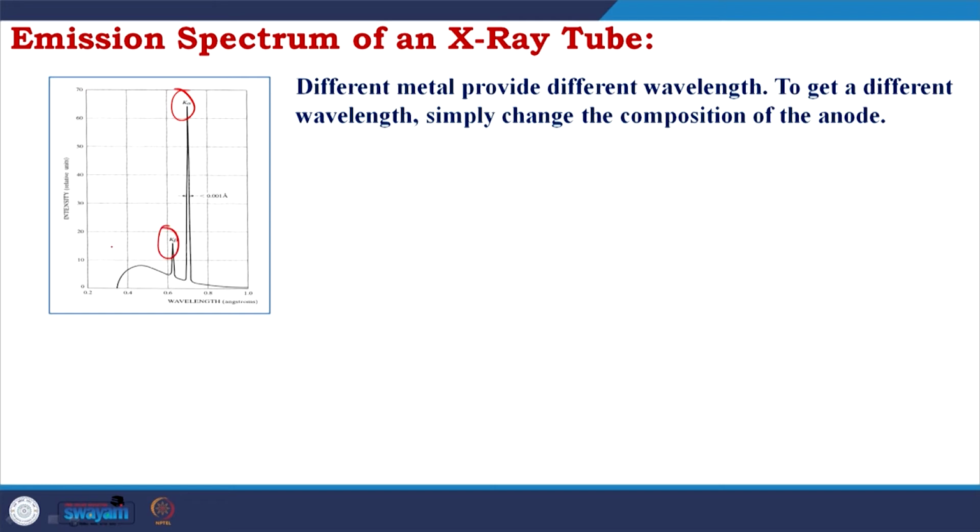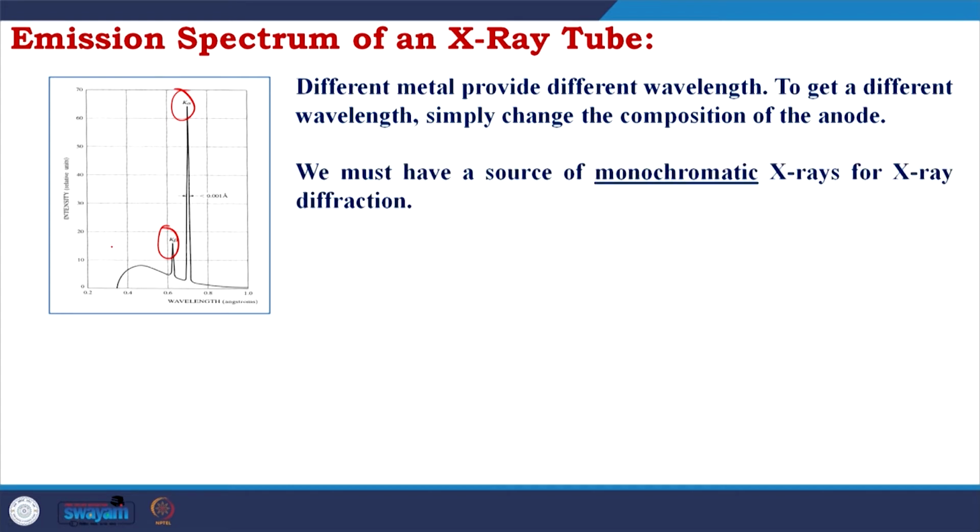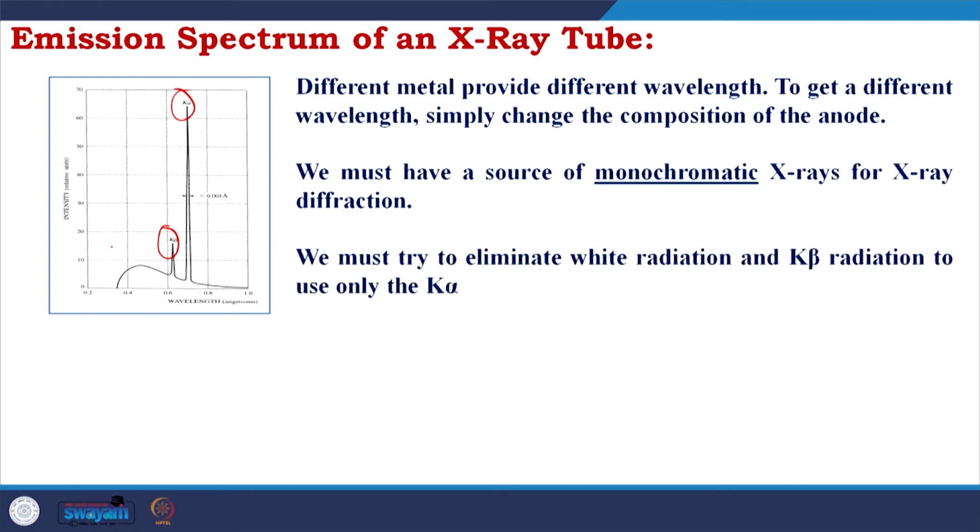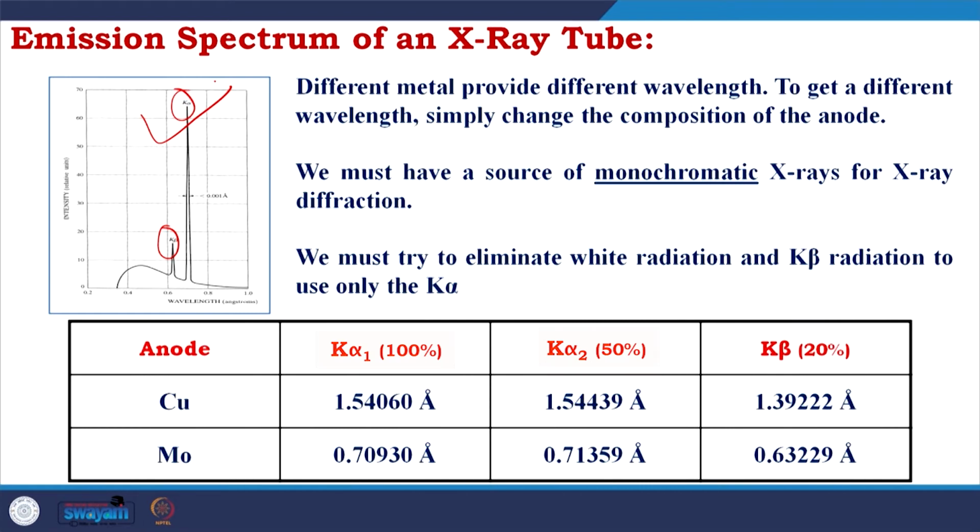Emission spectrum of an X-ray tube. Different metals provide different wavelengths. To get a different wavelength, simply change the composition of the anode. We must have a source of monochromatic X-rays for X-ray diffraction. We must try to eliminate white radiation and K beta radiation to use only the K alpha. If you look, when you use copper as anode, K alpha 1 is 1.54, K alpha 2 is almost 1.54 and K beta is 1.39. Whereas, when you use molybdenum, K alpha 1 is 0.70, K alpha 2 is 0.71 around and K beta is 0.63.